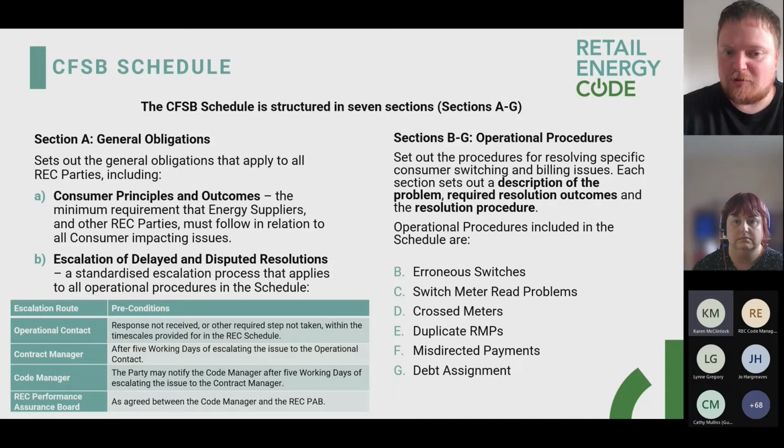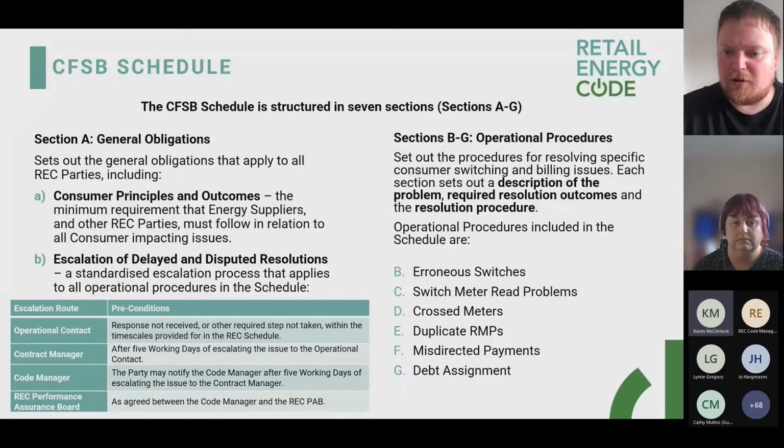So that relates to erroneous switches, switch meter read problems, which is a combination of missing change of supply meter readings and disputed change of supply meter readings, crossed meters, duplicate RMPs, which for those who aren't familiar with the new term of RMP, that is essentially a dual fuel term for MPAN or MPRN used in switching.